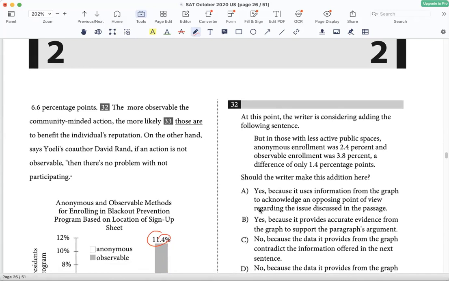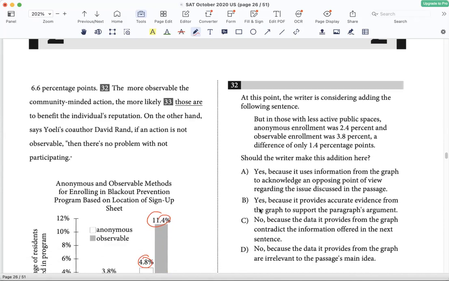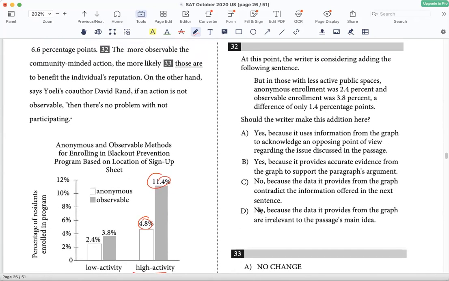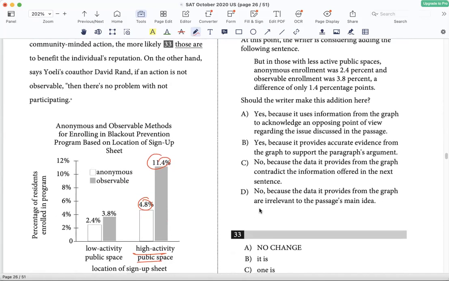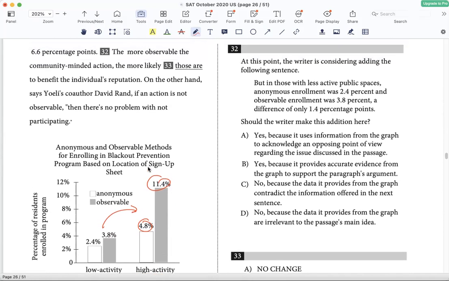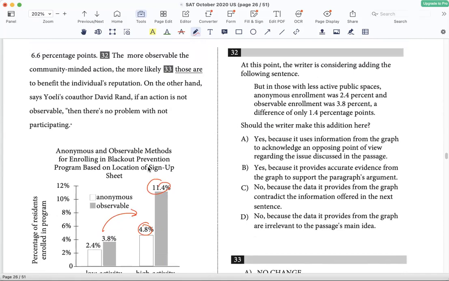But in those with less active public areas, anonymous enrollment was 2.4 and observable was 3, a difference of only 1.4. So I definitely want to introduce this because this contrasts with this data point, which has already been discussed. So yes, it uses information from the graph to acknowledge an opposing point of view regarding the issue. No, this is not an opposing point of view. Yes, because it provides accurate evidence from the graph to support the paragraph's argument, right?